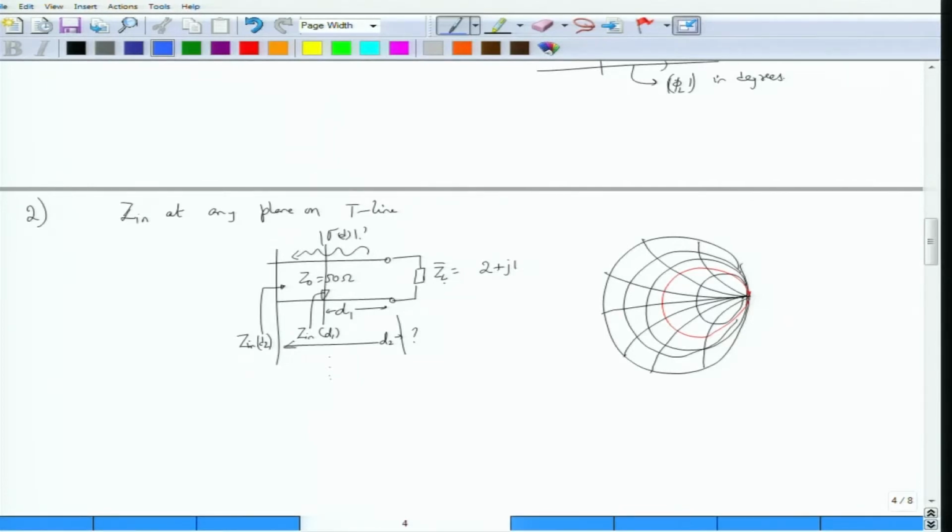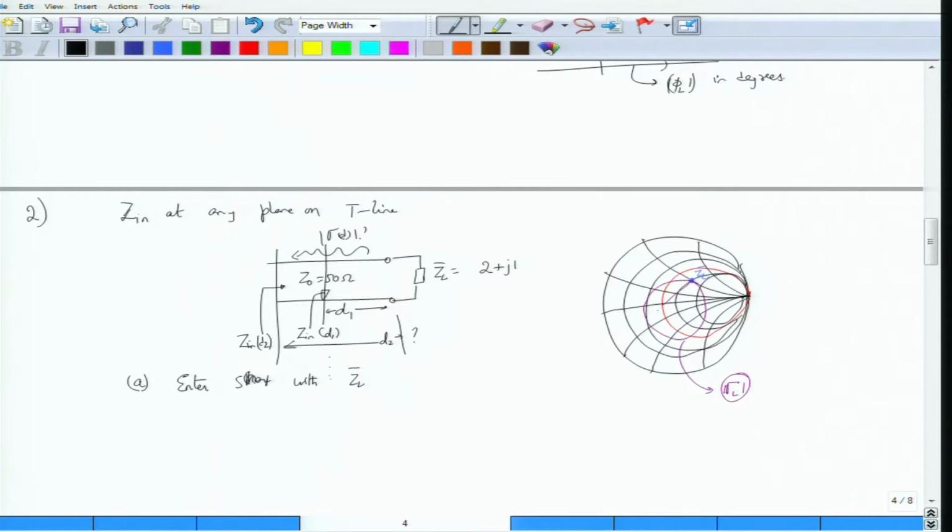So the first step would be to enter your Smith chart with ZL bar. Since ZL bar in this particular case happens to be 2 plus J1, in my graph this is 2 and then this is 1. So this would be the point that I am looking at. This is my ZL bar. Now with that ZL bar as one point and the center as another point, draw a circle of this radius. This circle is the constant gamma L circle. Any movement that you are going to do would be on this particular circle.